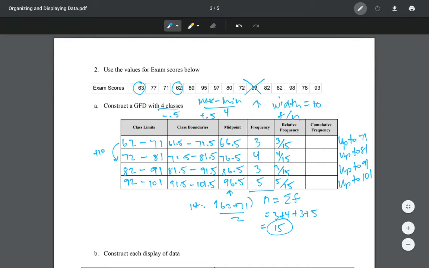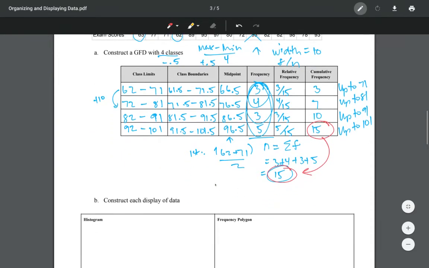So for all the data up to a value of 71, that's just my first frequency, which is 3. If I want all the data up to 81, that's going to be 3 plus 4, which is 7. All of my data up to 91, I need to add another 3, and that's going to give me 10. And then all of my data up to 101, which is everybody, is 15. So if you've done this correctly, your final cumulative frequency is going to match the value that you found for N. That will work every single time.